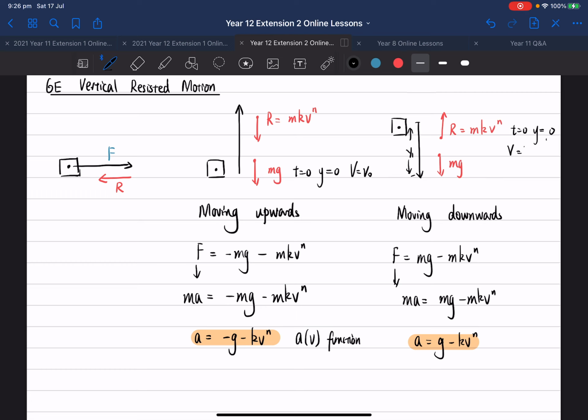So v is equal to v0 as well. If the particle is moving downwards, you have an initial velocity. It could be something else. So this is just the concept here.